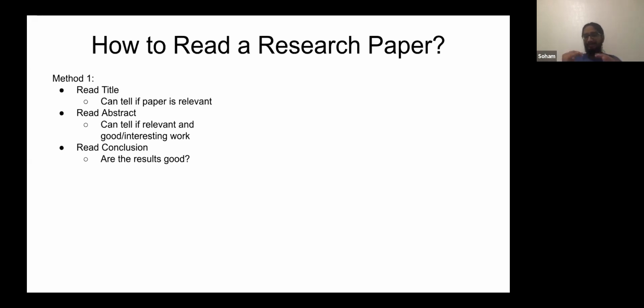And I just want to say here that the title and abstract will take you, even if you're a really slow reader, 2-3 minutes to read at most. So just by spending 2 or 3 minutes, you can get rid of like 90% of the papers. Because just by reading the title and abstract, you'll realize that either this work is not relevant, or this work is not interesting or good enough to warrant a read.